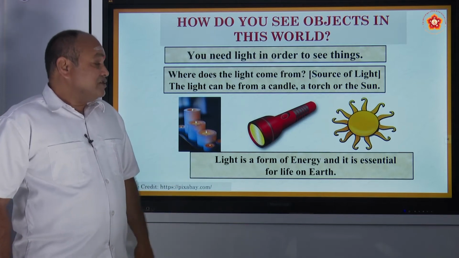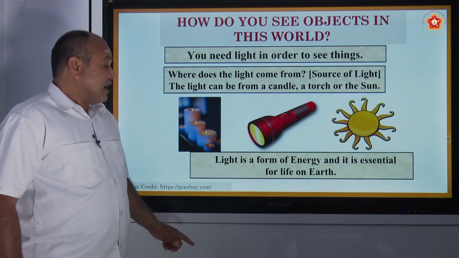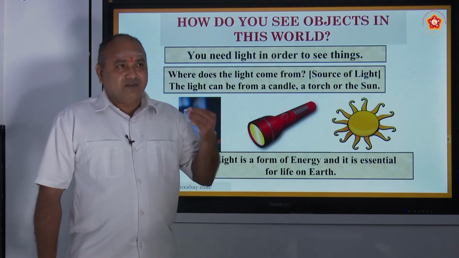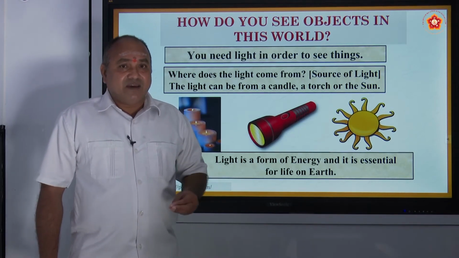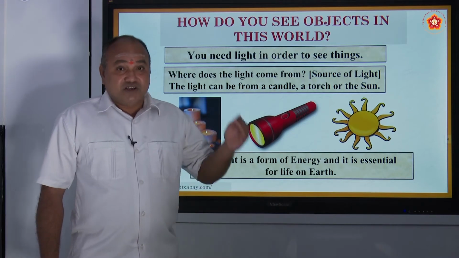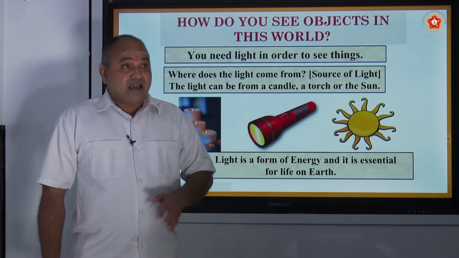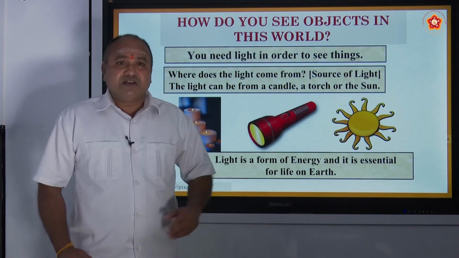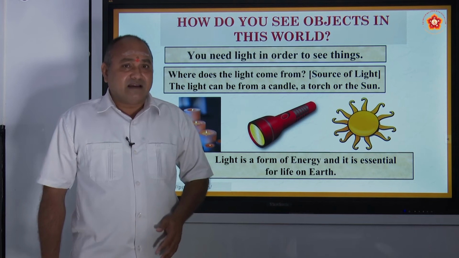Light is a form of energy and it is essential for life on earth. Without light, just like we can't see, in the same way, even the vegetation or humans, everyone needs light in their daily life. There can't be vegetation without light, sunlight.